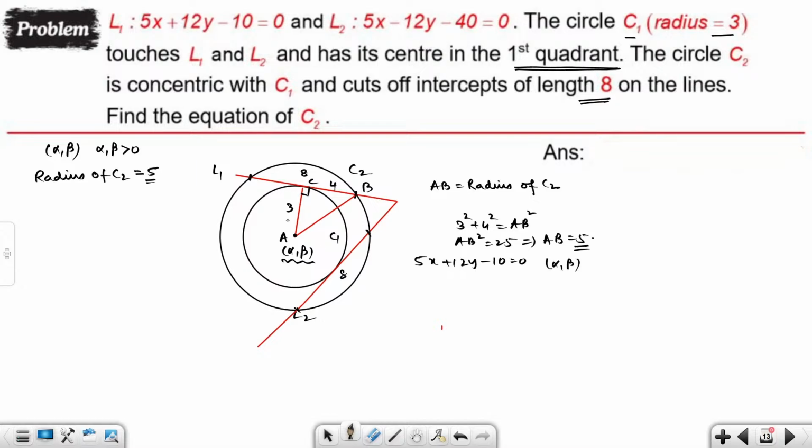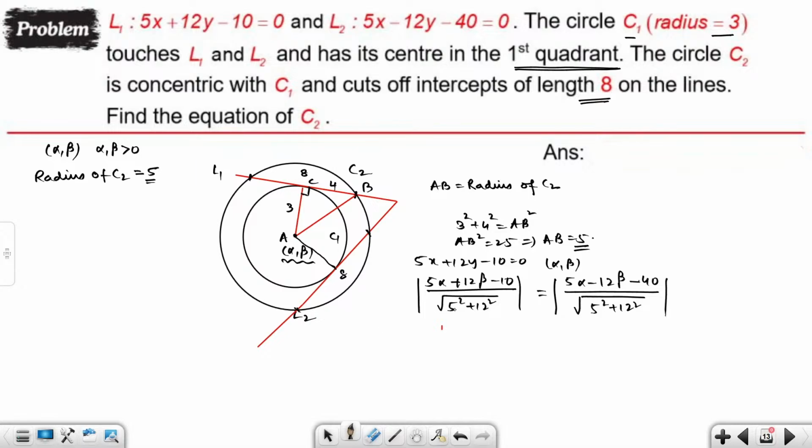Now what is the perpendicular distance, that is, what is AC? It is modulus of 5 alpha plus 12 beta minus 10 divided by root over 5 square plus 12 square. This is the radius. At the same time, if we draw a perpendicular from A on this line, this is also the radius of the same circle. So what will be the radius in that case? 5 alpha minus 12 beta minus 40 divided by root over 5 square plus 12 square. And these two are equal.